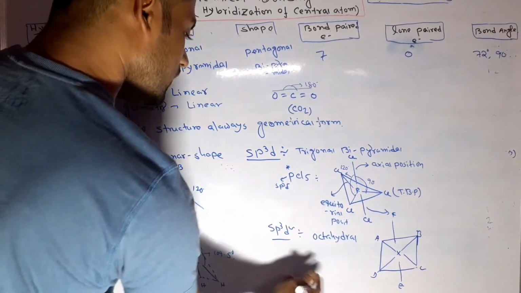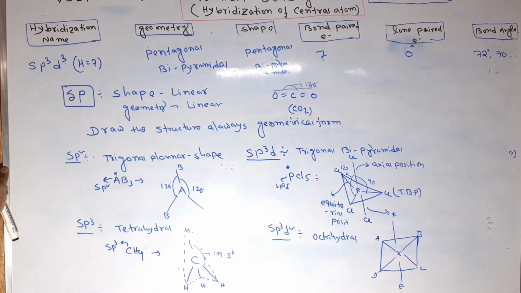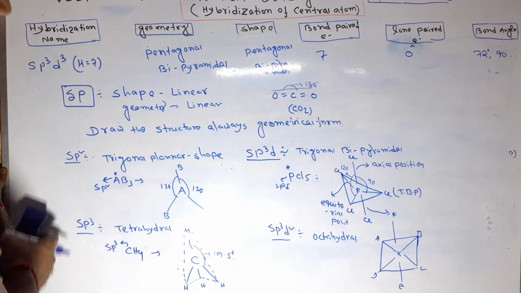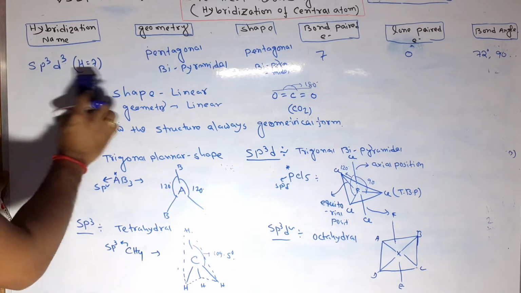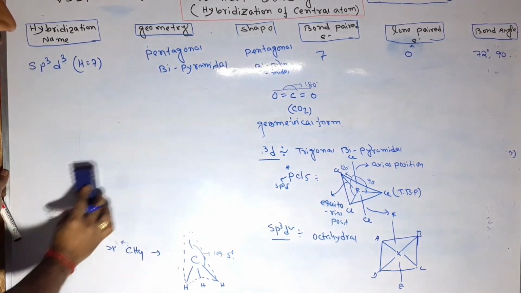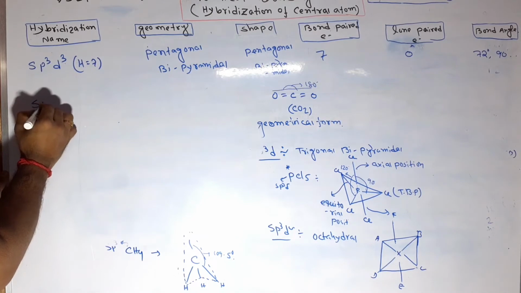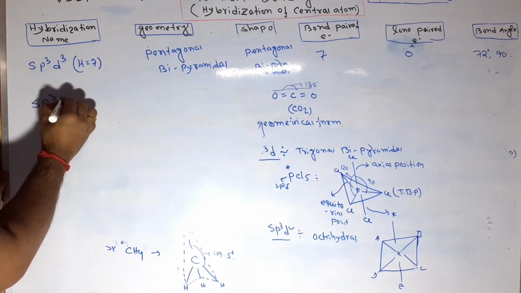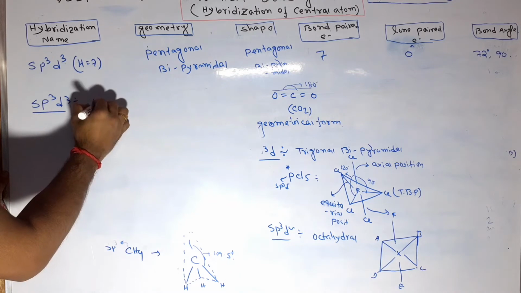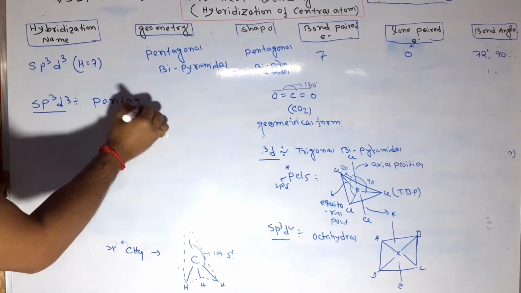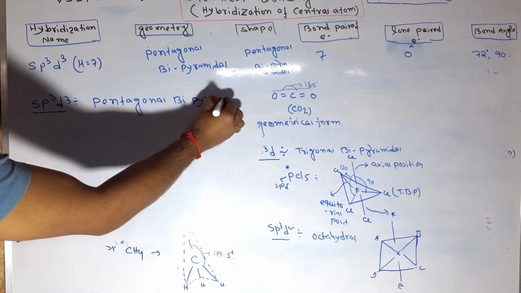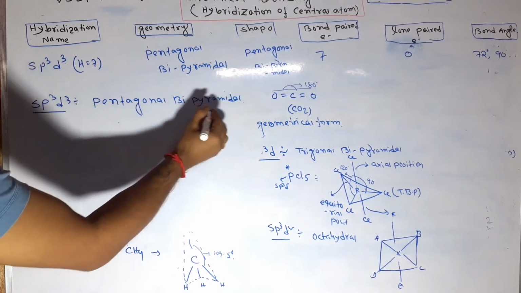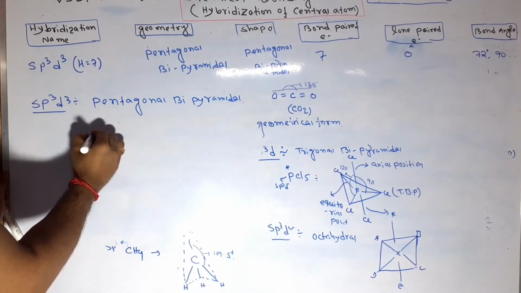This structure and geometry should be noted in your copy. The next hybridization is sp3d3, with pentagonal bipyramidal shape. What is the geometrical structure? Pentagonal bipyramidal. This is the structure.